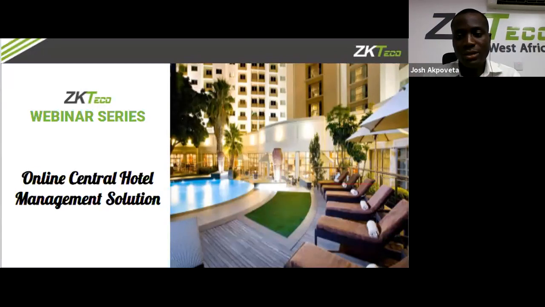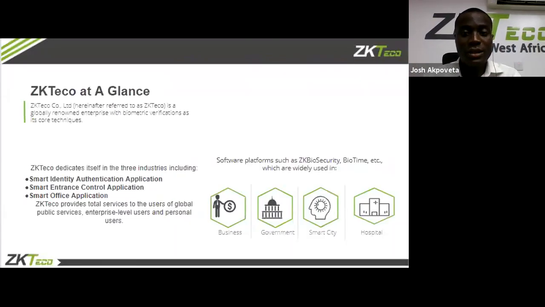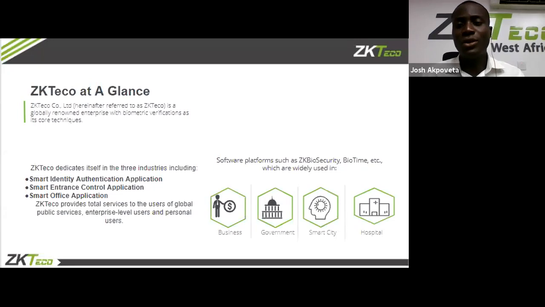So to progress, let's start with us as a company. Most of us in attendance might know ZKTeco as a company, but looking at ZKTeco as a brand, what do we stand to offer? We pride ourselves in three areas: smart identity verification application, smart entrance control, and smart office application. Our solution can be deployed in businesses, government, smart cities, and the hospitality sector, both in hospitals and in hotels. Also, at ZKTeco, we have two flagship solutions that we are so proud of: ZK Biosecurity and BioTime. We also have other flagship solutions we promote, but Biosecurity and BioTime are our major solution products.